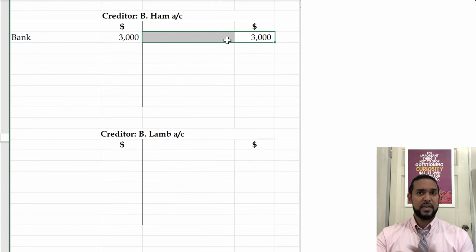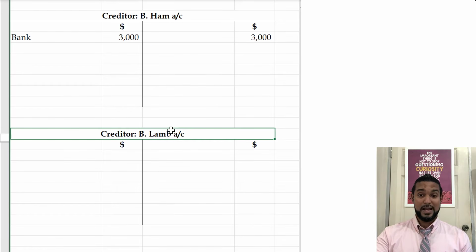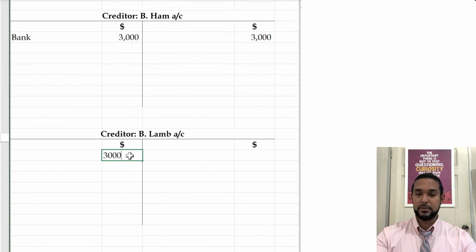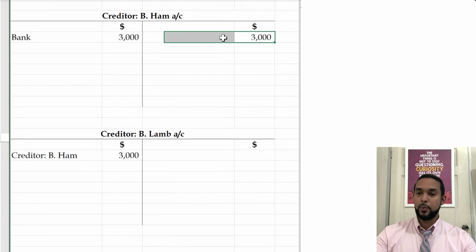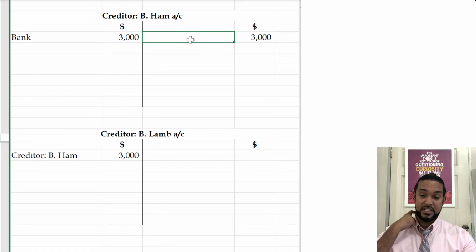Now, where is that going? Because this is a credit, and every credit needs a corresponding debit. What was the account that was supposed to be debited in the first place? That was B. Lam. So we're going to go in B. Lam's account, put the 3,000 there, and put where it came from. So it came from creditor B. Ham. And up here now, this is where it's transferring from. So we need to put in the details column where it is going. So it's going to creditor B. Lam.